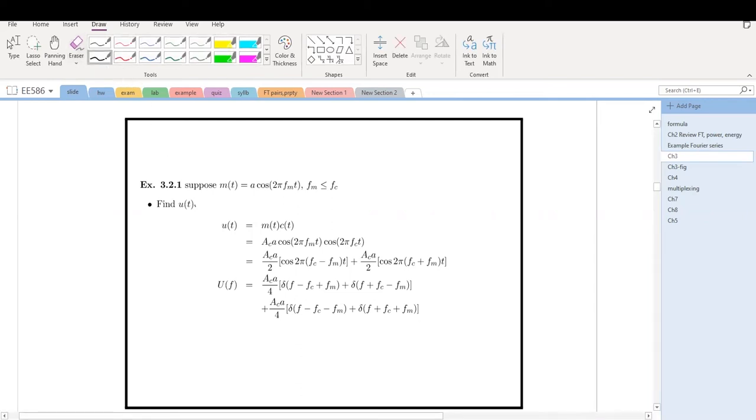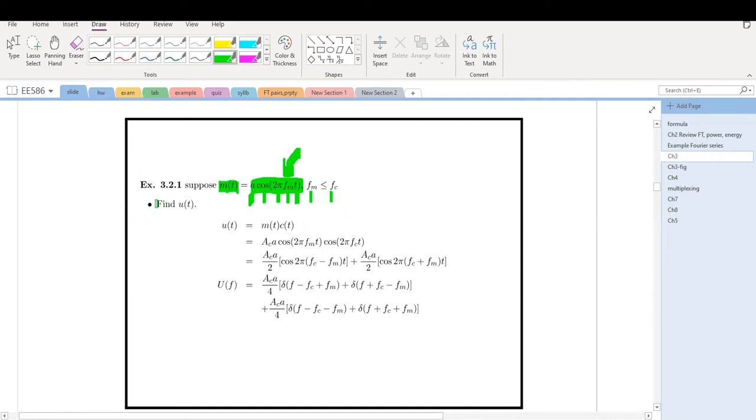This example, we want to look at the message signal. The message signal is just one cosine signal. It's a very, very simplified signal, equal to small a cosine 2 pi fm t. You can see here fm, that's the frequency of the message. And we're assuming that fm is much, much smaller than the carrier frequency.